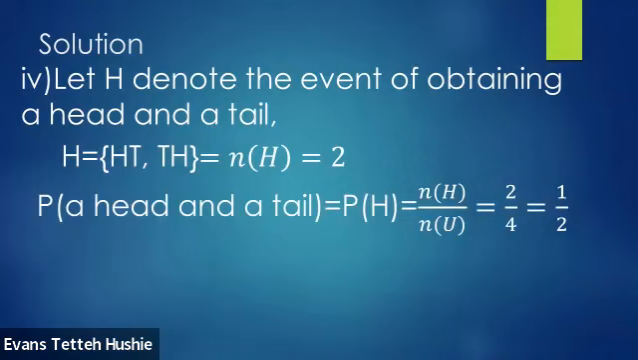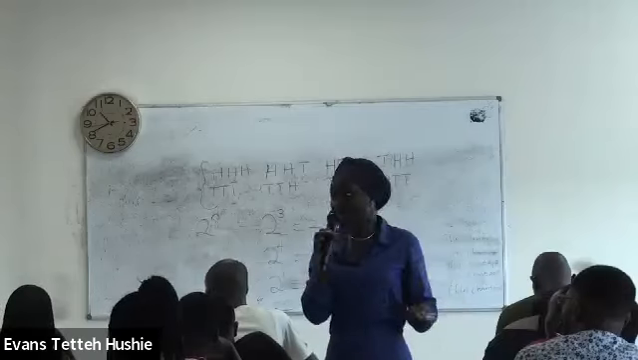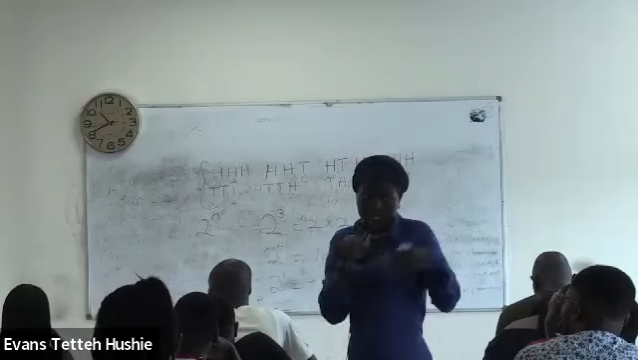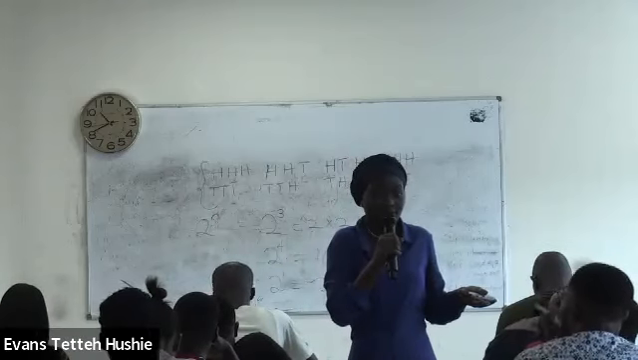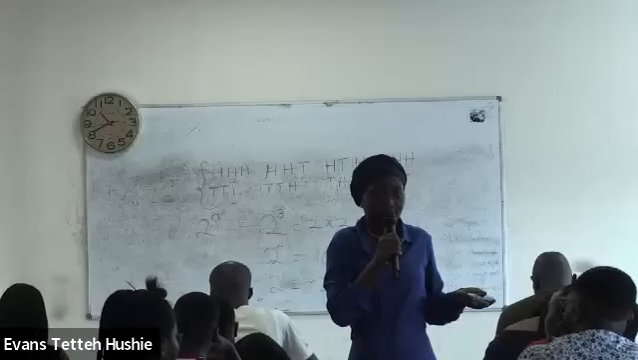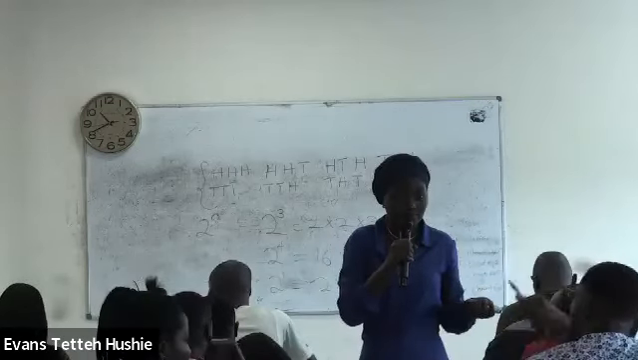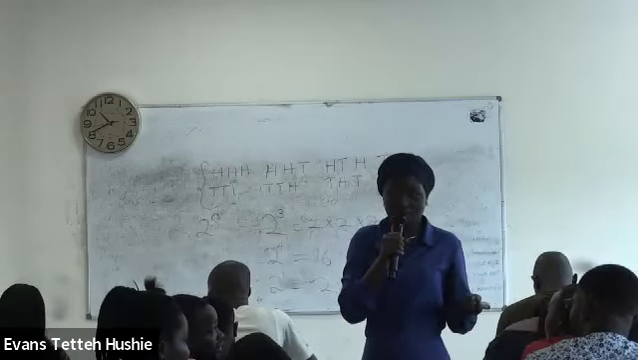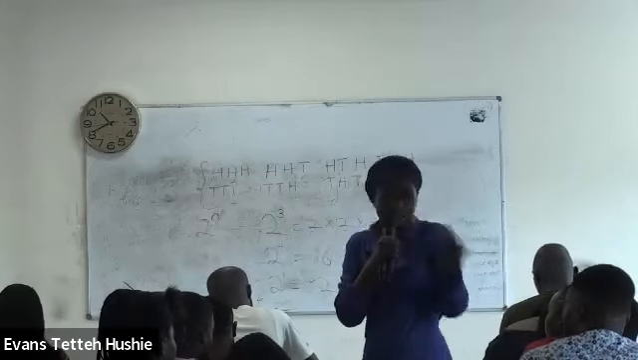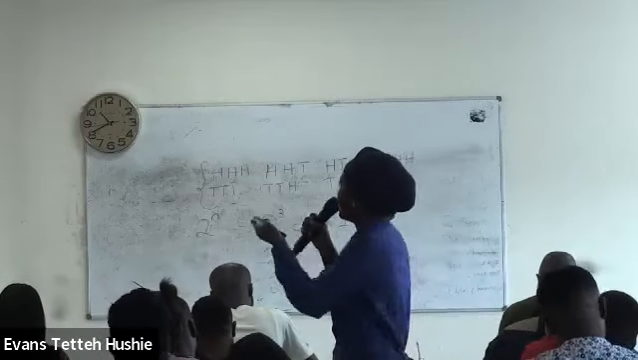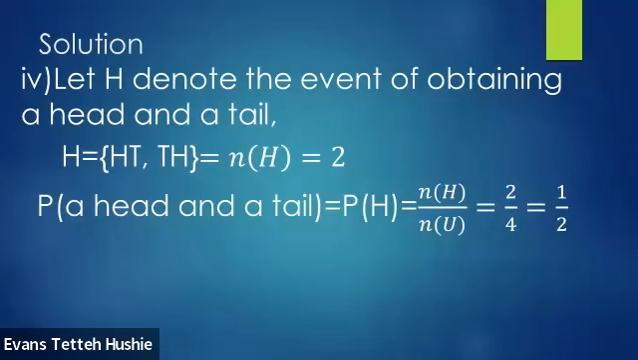They are asking you, how many of them has a head and a tail? They can even ask you, how many of them has a tail and a head? I asked that question and then you said no. I asked earlier if it can be interchangeable whereby the tail comes before the head. In the writing, yes, in the writing. That's fine. Let H denote the event of obtaining a tail and a head. It's the same as let H denote the event of obtaining a head and a tail.